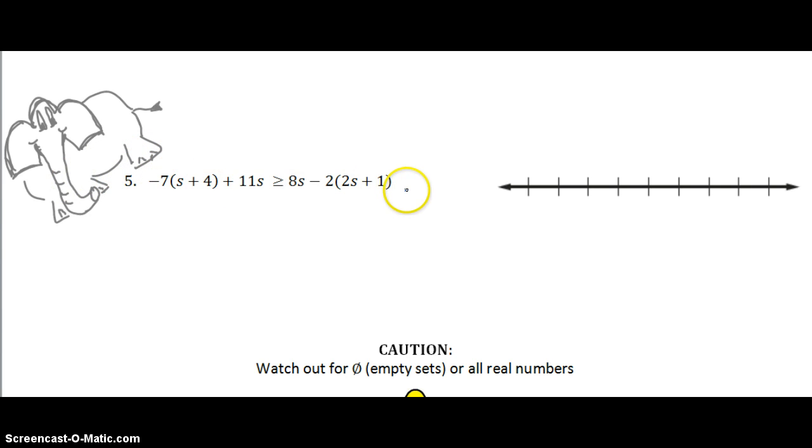So with a big long problem like this, we first distribute our negative 7. We then come over here, and please notice that this is distributing a negative 2. Give it a hug so you'll remember that the negative goes with the 2. Try this one without me, and I'm going to show you the results in just a minute. Pause the video. Please stop the video.